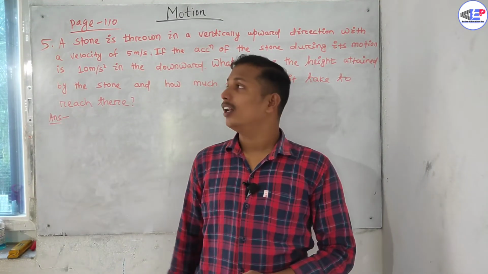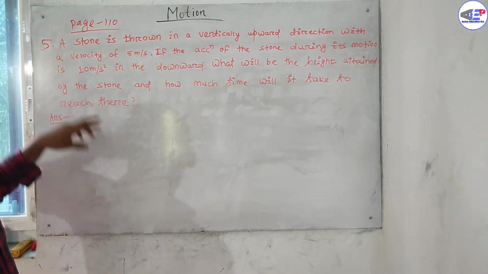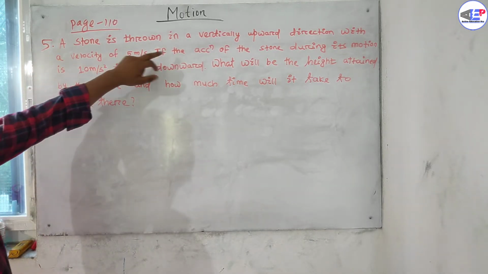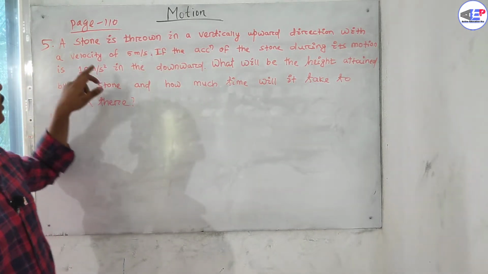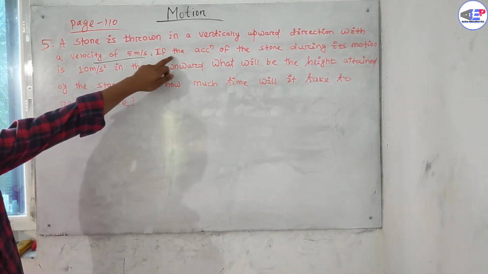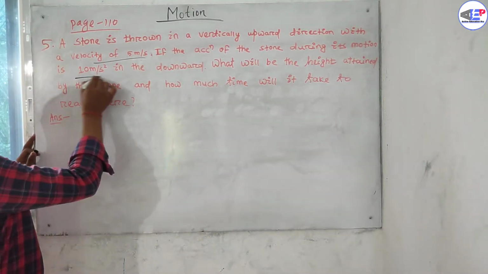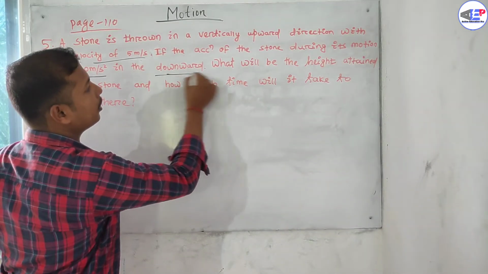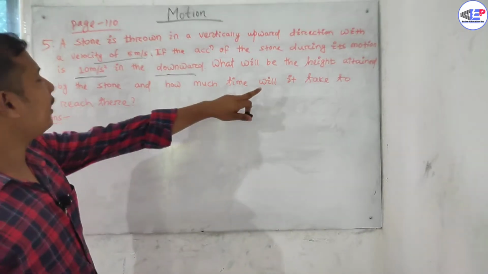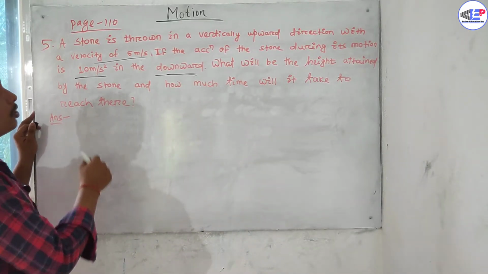Let us do the last numerical problem from page number 110. Given that a stone is thrown in a vertically upward direction with a velocity of 5 meter per second, if the acceleration of the stone during its motion is 10 meter per second square in downward direction, what will be the height attained by the stone and how much time will it take to reach that height?